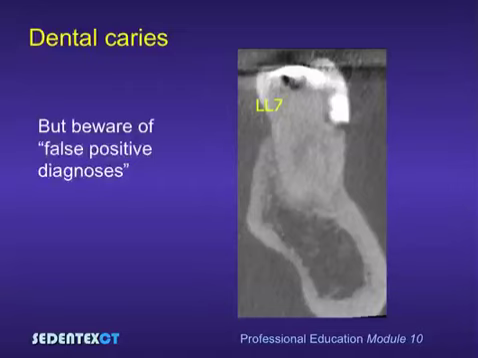But you must beware of false positive diagnoses. For example, here on this cross-sectional image of a lower left second molar, we can see possible caries below a restoration, cervically on this tooth, and also possible recurrent caries below the restoration occlusally. I cannot be absolutely confident about the presence of dental caries in this tooth. The fact that there are metal restorations there means that I would be reluctant to report caries in this patient.